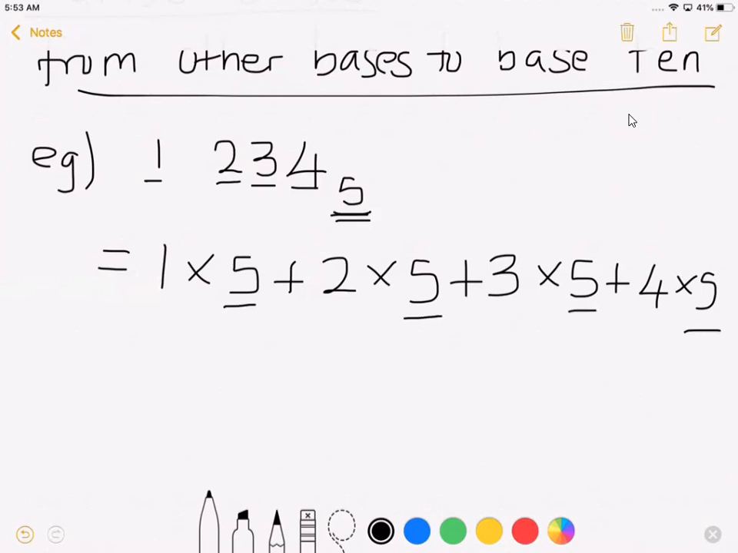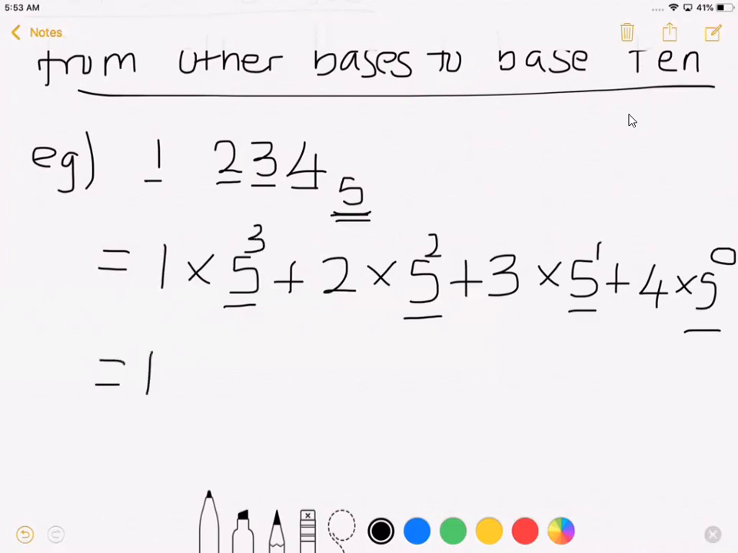Now I'm going to put powers on those bases. I start with 0, 1, 2, 3, and if there are more numbers, 4, 5, 6, and so on. So I start from the left, starting from 0, not 1. Then I need to simplify this one.